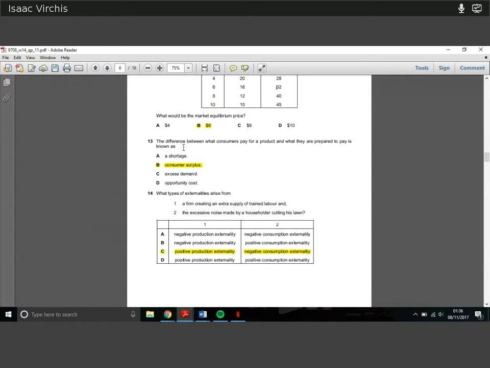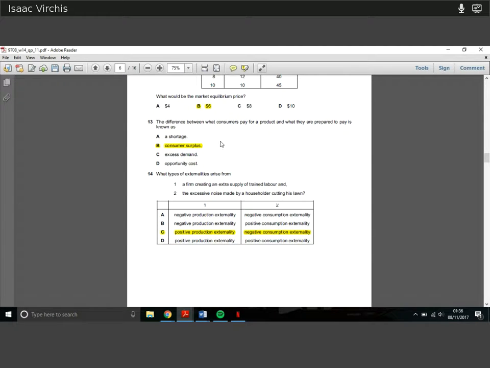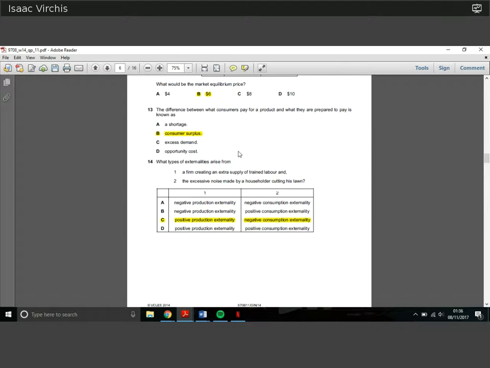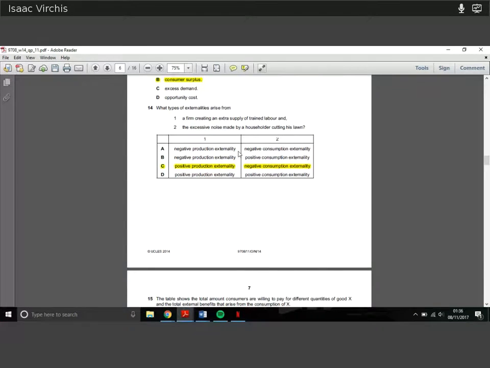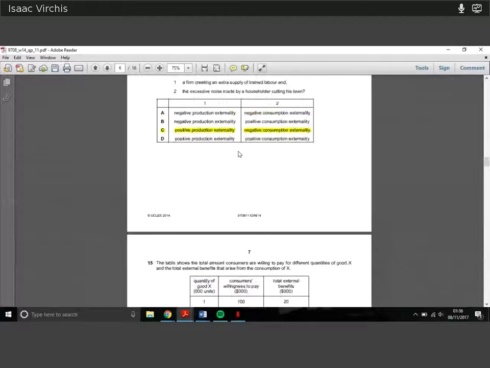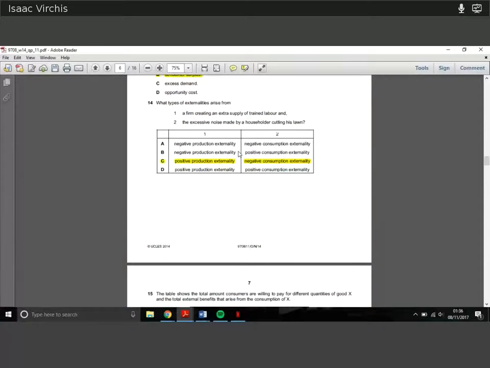Question 13, here we have a difference between what consumers pay for a product and what they are prepared to pay, known as, simple definition, consumer surplus. Remember, producer surplus would be the difference between what producers would be willing to supply a product for and the price they actually supply it for. Here we've got the actual price and what consumers are willing to pay. It's just consumer surplus. Again, learn those definitions. These should be easy marks. They kind of need to be at the tips of your fingers, those definitions. They're what the beginning of this paper is based on.